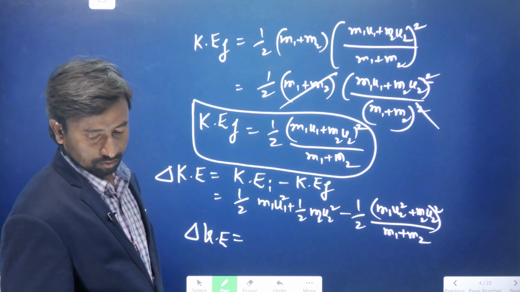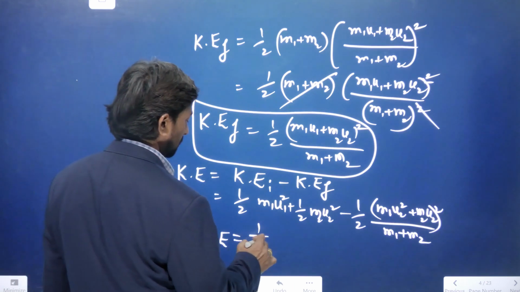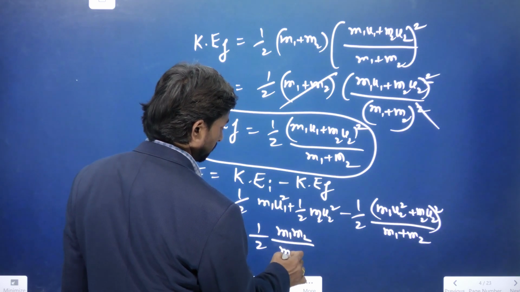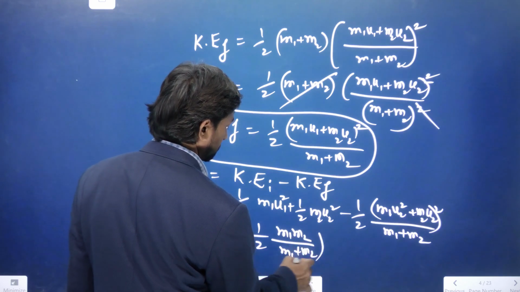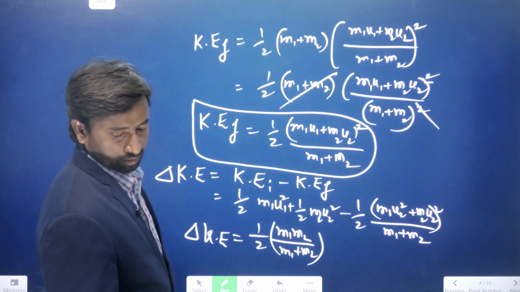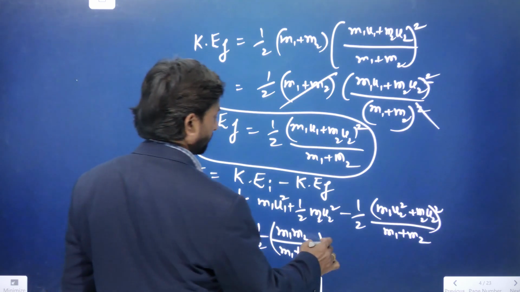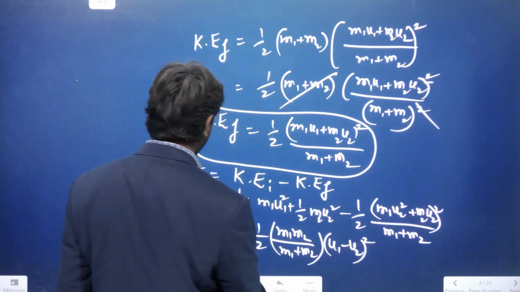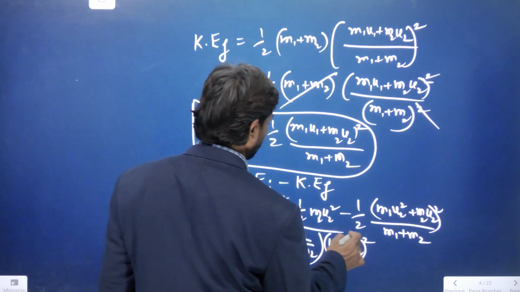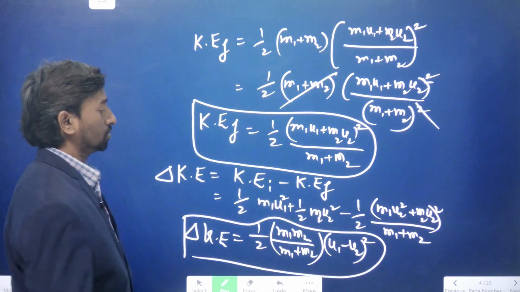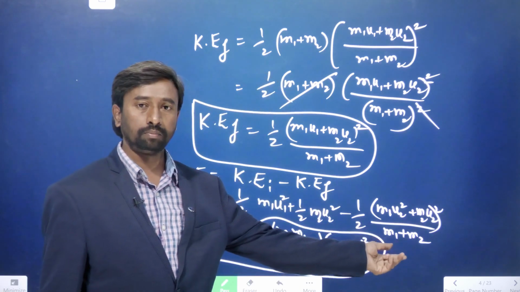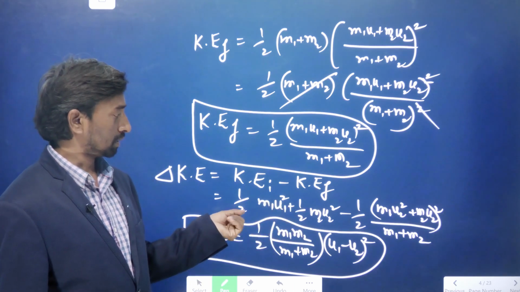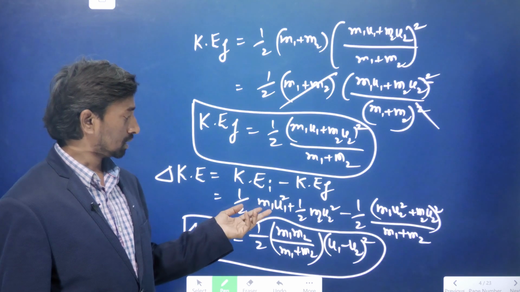Then here we'll get the equation as half into m1 m2 divided by m1 plus m2 into (u1 minus u2) whole square. This is the final expression after the simplification of this equation. So how to simplify? Here we should multiply by m1 plus m2, the LCM will come, so the remaining quantities will be cancelled.